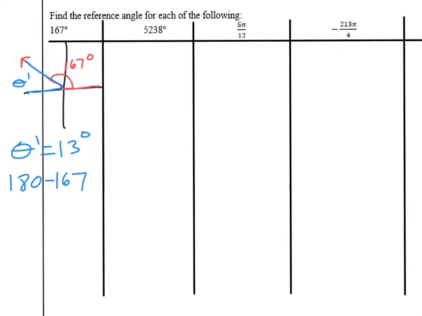A 5,238 degree angle. That's a little bit crazy. Here's the thing. When we're graphing this, don't forget about your coterminal angles. So to get back to where you are, you could take that number and subtract 360 again and again and again. Just keep doing it.